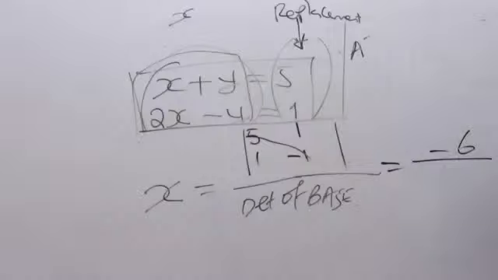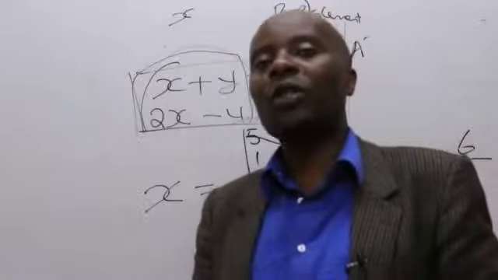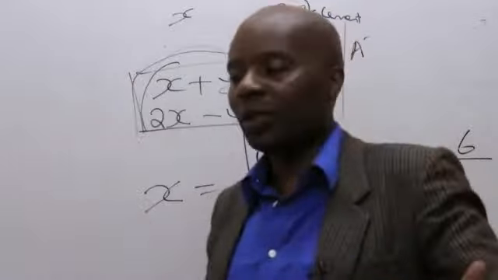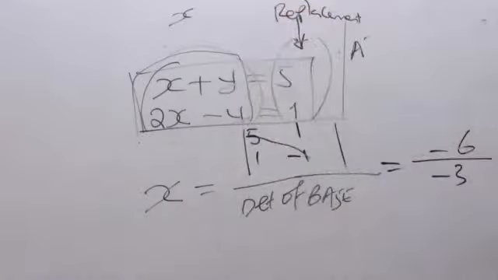So what is the determinant of the base? Somebody help me out here. Minus 3. So if you do it that way, you'll be able to see that you are getting the same figure that we got using the other method. We'll be able to see, ladies and gentlemen, that the determinant of the base was negative 3, yes. We'll see that minus 6 divided by minus 3 gives us what figure here?